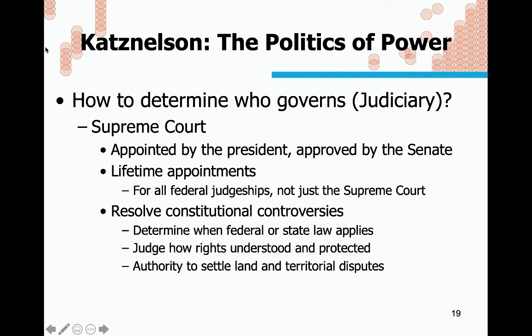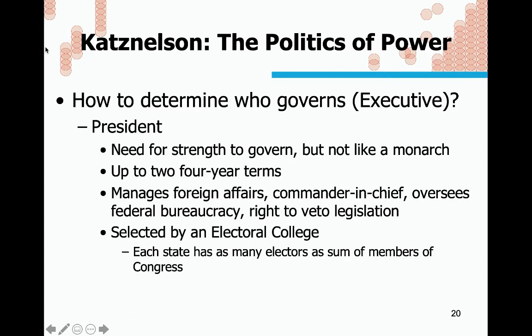to judge how rights are understood and protected. And the Supreme Court has the authority to settle land and territorial disputes, which is less of an issue today than it was a couple hundred years ago. But the first 2 points are still probably the most important things that the Supreme Court does.